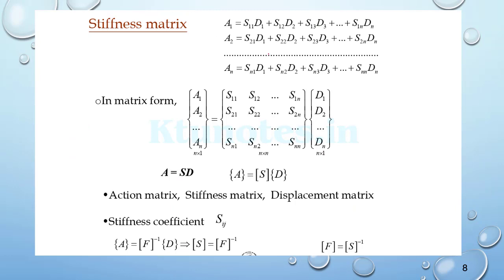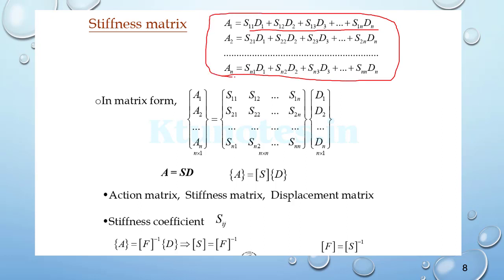So the stiffness matrix: A1 is equal to S11 D1 plus S12 D2 plus S13 D3 up to S1n Dn. And similarly for the n actions, you have the total matrix. In matrix form, you can write A is equal to S into D, where A is the action matrix, S is the stiffness matrix, and D is the displacement matrix respectively. And you also know that F, the flexibility matrix, is the inverse of the stiffness matrix.